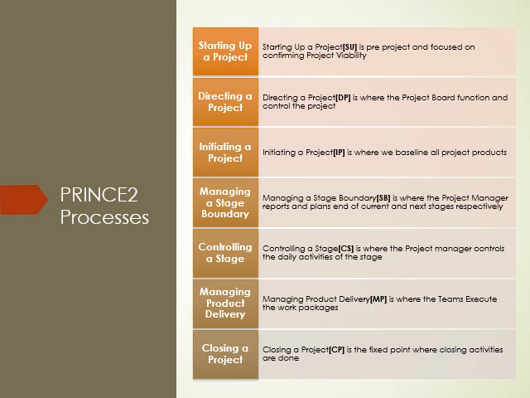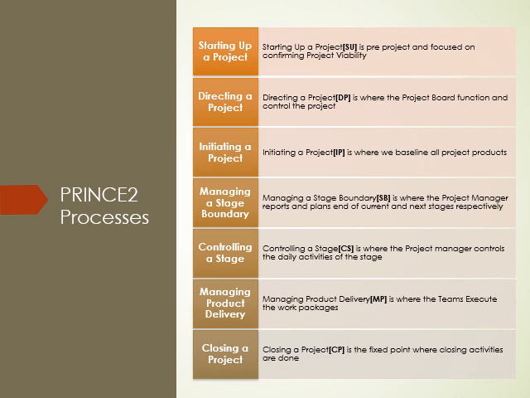As we all know, there are 7 processes in Prince2. We have the starting of a project process, we have the directing the project process, we have initiating the project, we have managing the stage boundary, we have controlling the stage, managing product delivery, and closing a project.